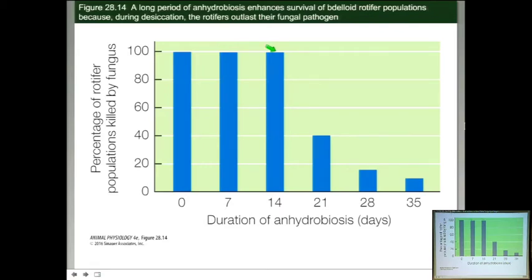But at 3 weeks of desiccation, the rotifers still live, but the fungus is not doing very good. And now only 21%, 1 in 5, are killed, 40%, 2 in 5 are killed by the fungus. And if you go out to 30 days, less than 10% survive. So this would be a way for a population of rotifers to survive exposure to a fungus by outwaiting them, becoming desiccated for a month. And the fungus doesn't survive as well. The rotifer does.